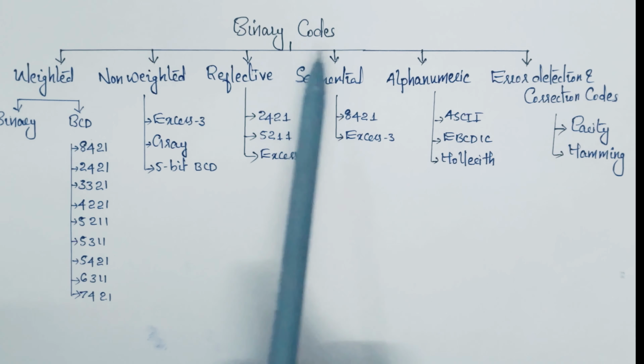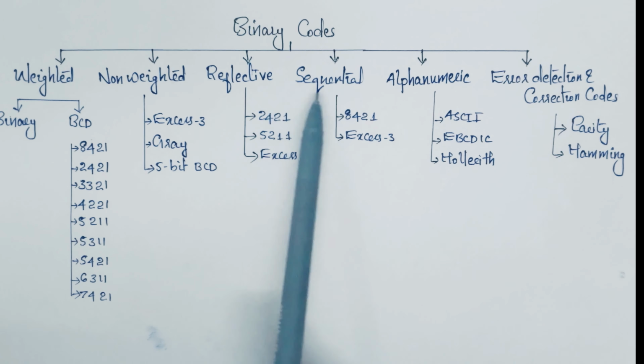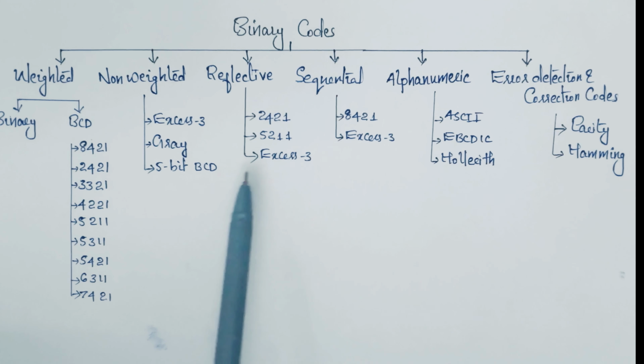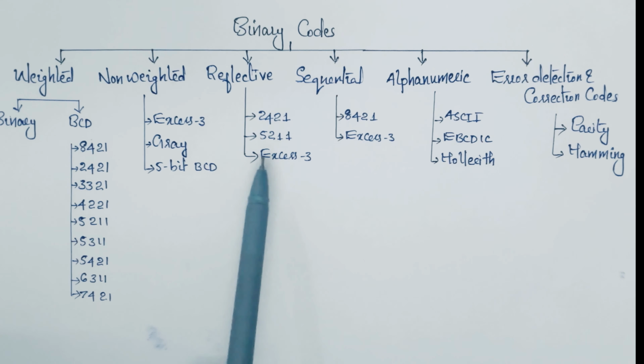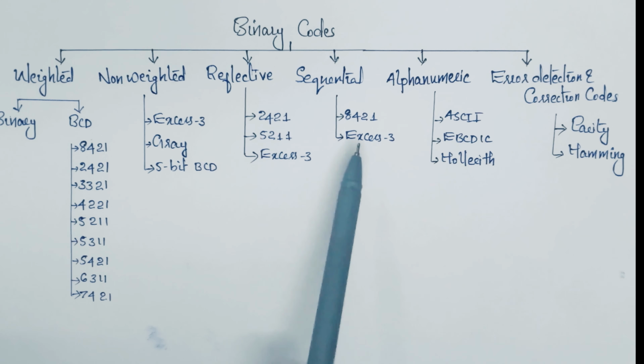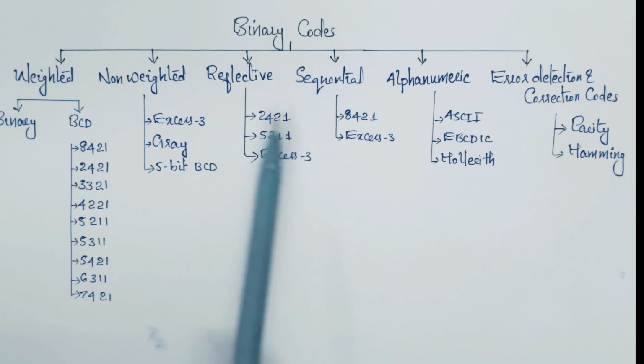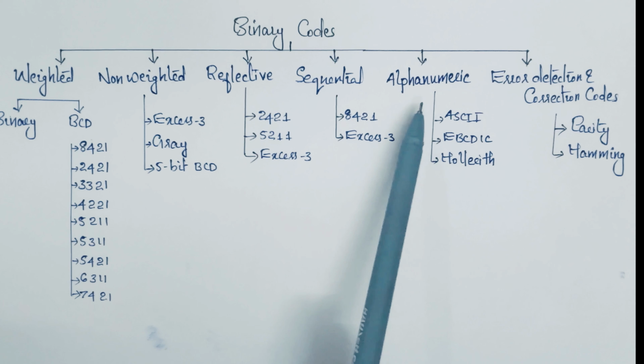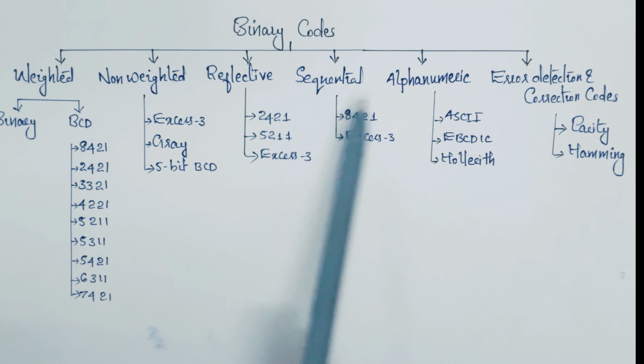In today's lecture, we are going to see what is binary code and their classification. So the digital data is represented, stored and transmitted as a group of binary bits, and this group of bits is known as binary code. Now coming to the classification, binary codes are classified into 6 types.